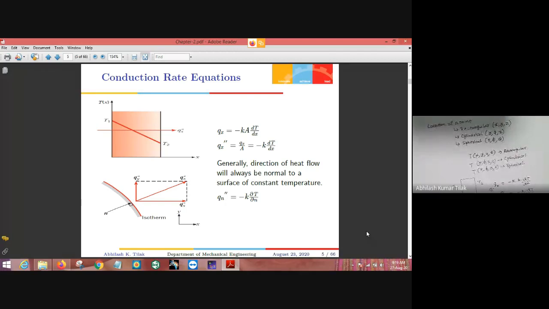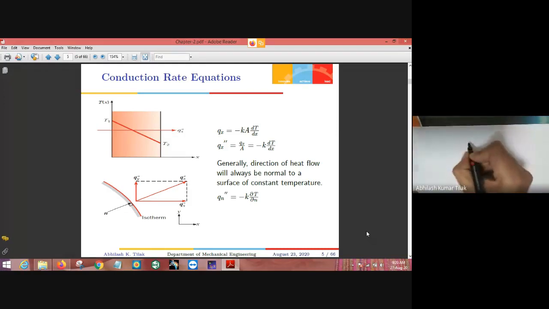Now, generally, the heat flow will always be normal to a surface of constant temperature. So if you are considering a particular direction, for example the y direction, in that case you have it equal to minus k dT by dy. If you are writing for only the z direction, you have minus k dT by dz. So for a normal direction, the heat flux in the normal direction is equal to minus k dT by dn.